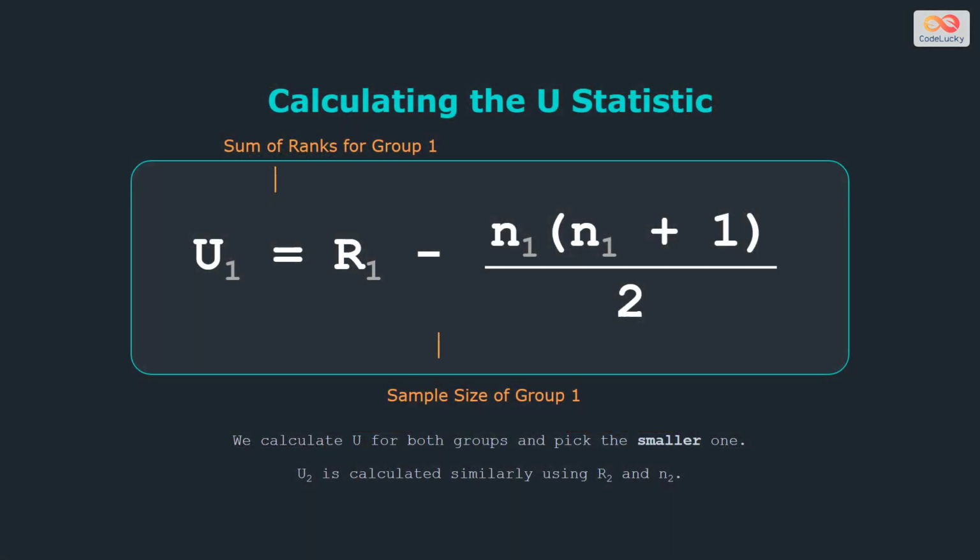This is the formula we use. It looks a bit complex, but it is actually quite simple. We take the sum of ranks for a group, that is R1, and subtract a value based on the sample size, N1. We do this for both groups to get two U values, and typically the smaller U value is our test statistic.